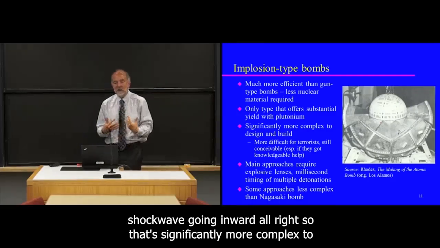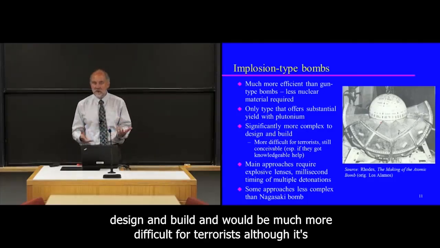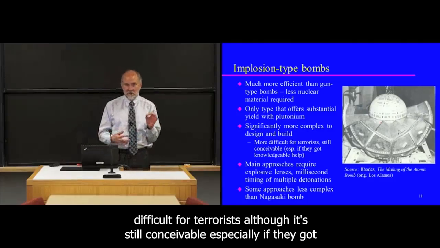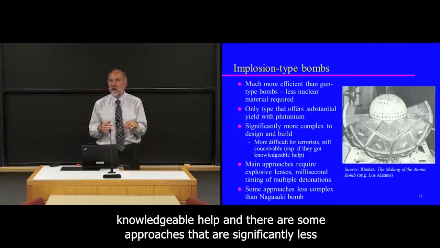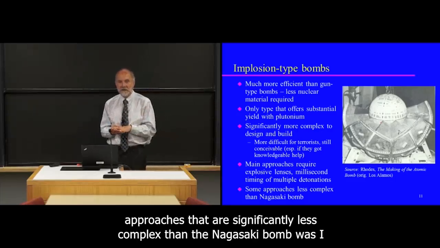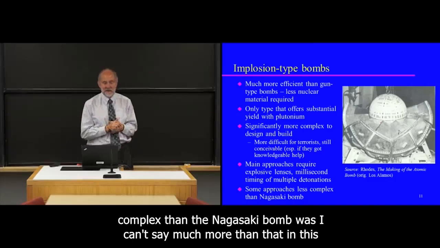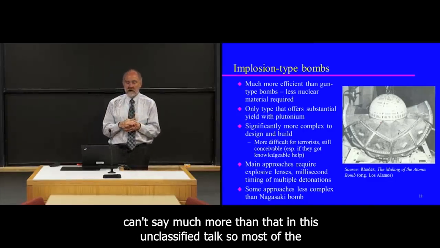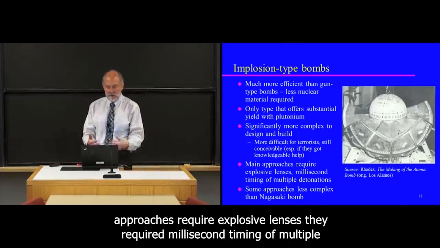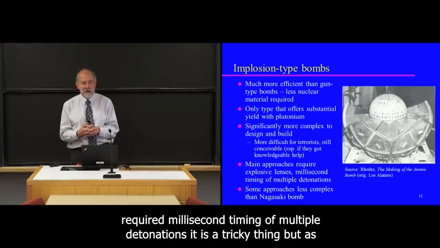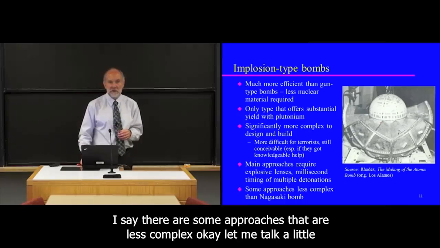All right? So that's significantly more complex to design and build, and would be much more difficult for terrorists, although still conceivable, especially if they got knowledgeable help. And there are some approaches that are significantly less complex than the Nagasaki bomb was. I can't say much more than that in this unclassified talk. So most of the approaches require explosive lenses. They require millisecond timing of multiple detonations. It is a tricky thing. But as I say, there are some approaches that are less complex.